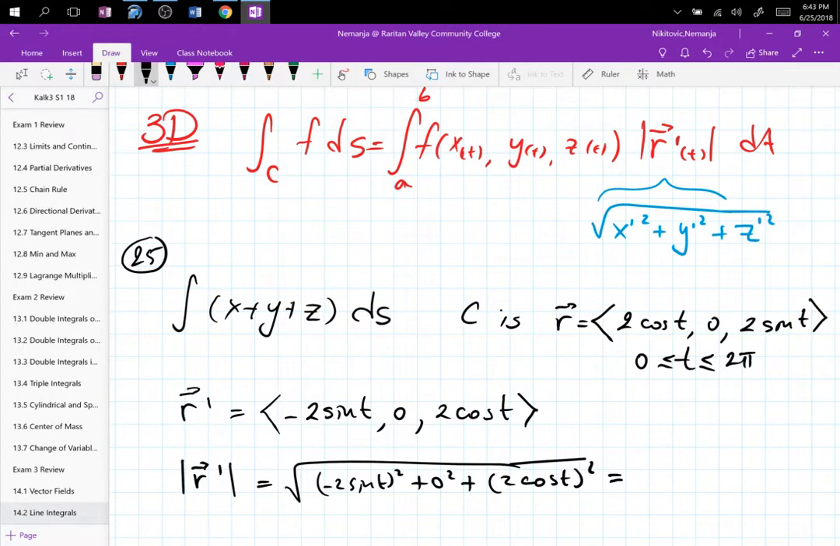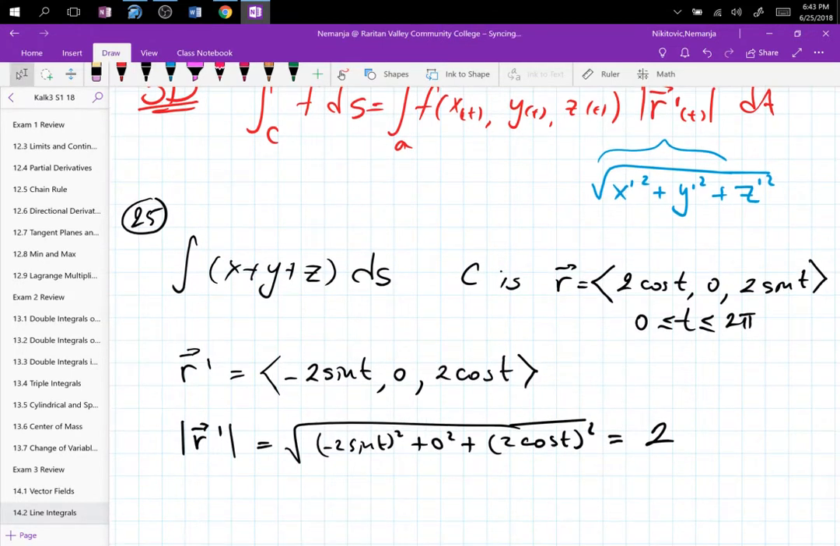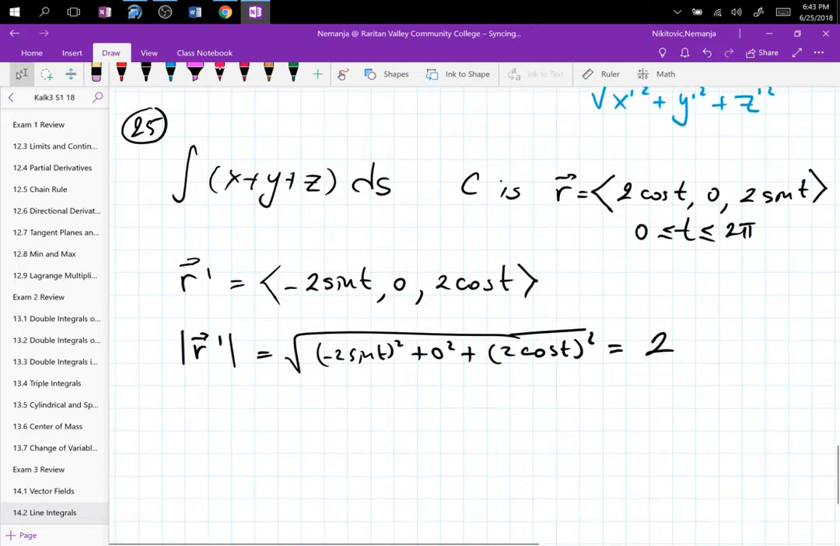And this works out to be 2. Very good. Works out to be 2. Because you will factor out 4, you will get sine squared plus cosine squared. That's 1. So the square root of 4 is 2.